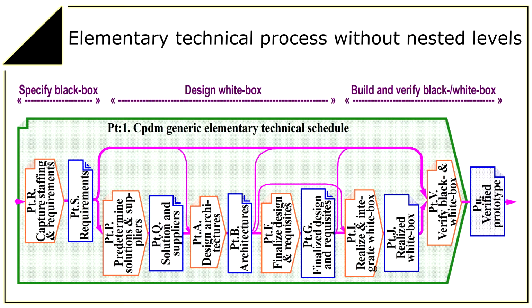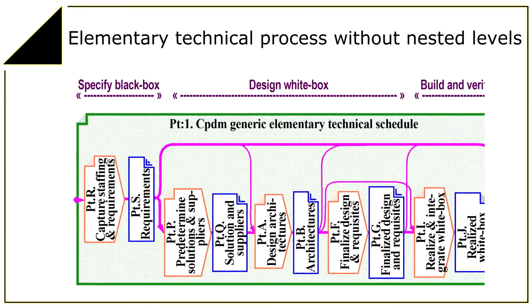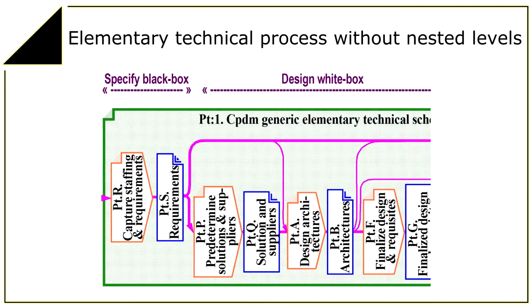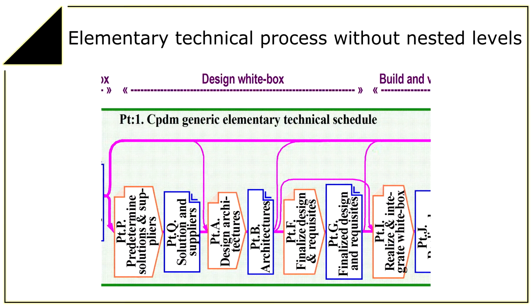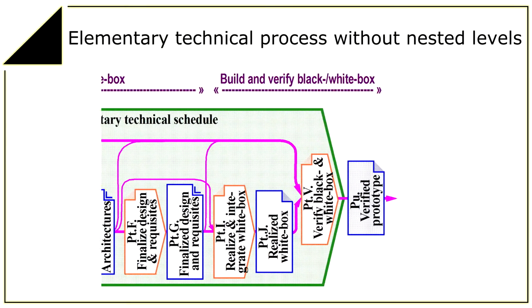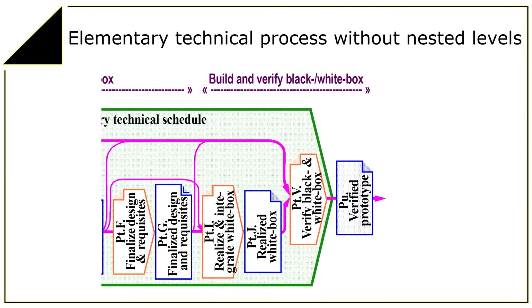The process supporting the technical development has been presented in earlier video clips. Since it's very essential, I present it again. The technical development process can be seen as three major parts. First, the specification of the black box, then opening the black box into a white box for design, and finally building prototypes to be verified as a black and white box.